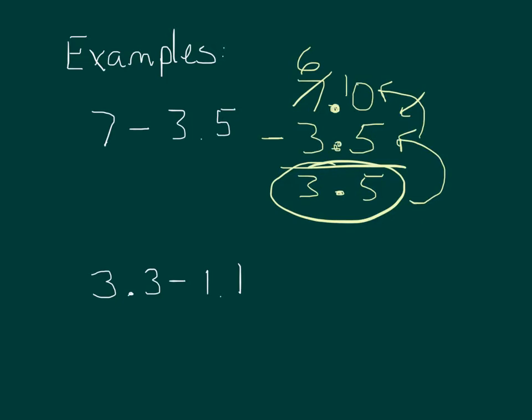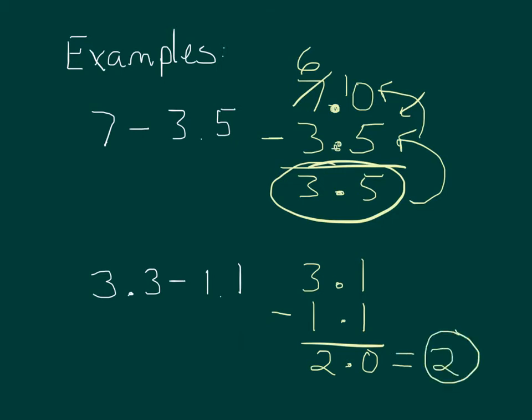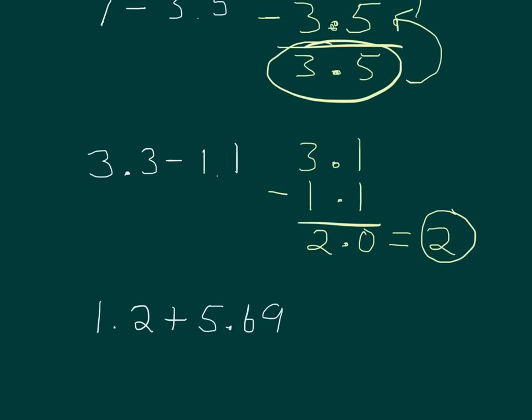Next problem, 3.3 minus 1.1. Line them up vertically with the decimal point lined up. And we're subtracting. 1 minus 1 is 0. The decimal point is lined up. 3 minus 1 is 2. So the answer is 2.0, which is the same as just a whole number 2. So that's a better way to write the answer. Next problem.